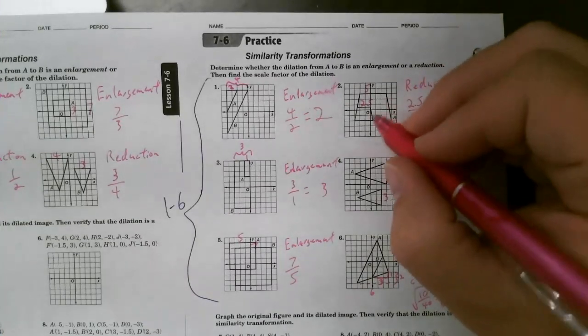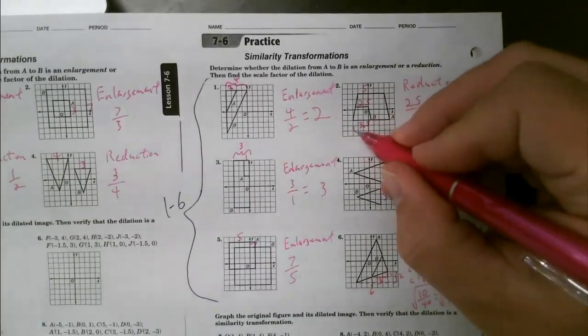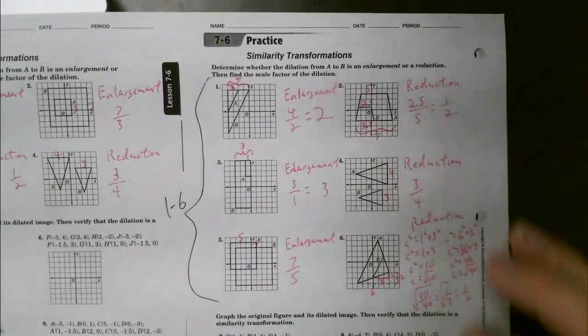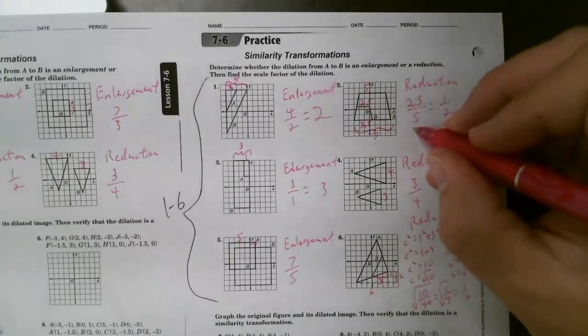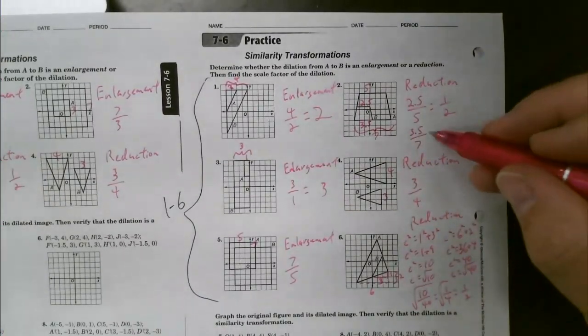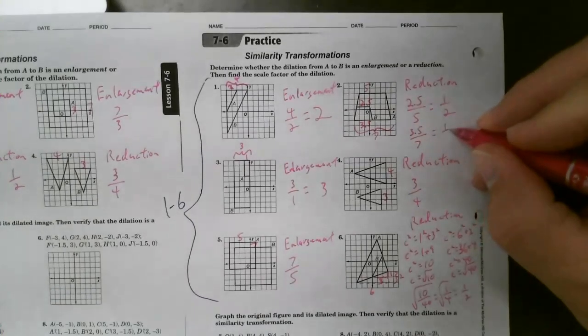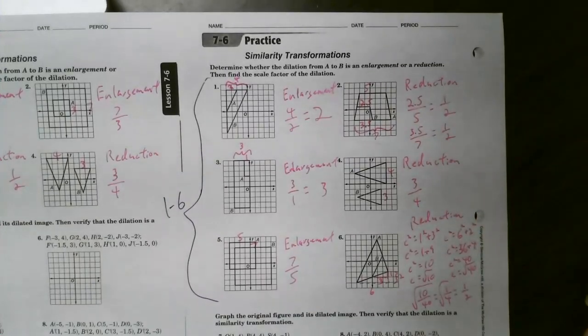If I had used the bottom edge, this bottom edge is 3.5 for the small figure. For the big figure, it's 7. So I could have done the same thing there as well. I would have had 3.5 on top and 7 on bottom. Again, 3.5 goes into both of those evenly. So I could also still reduce that to 1/2.